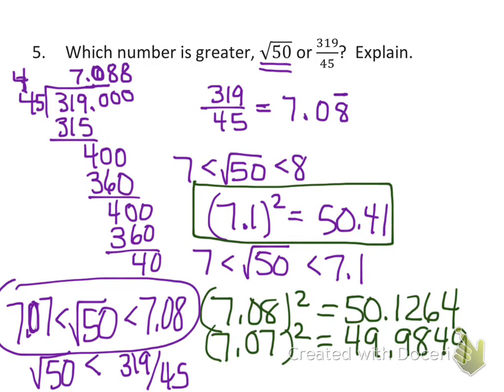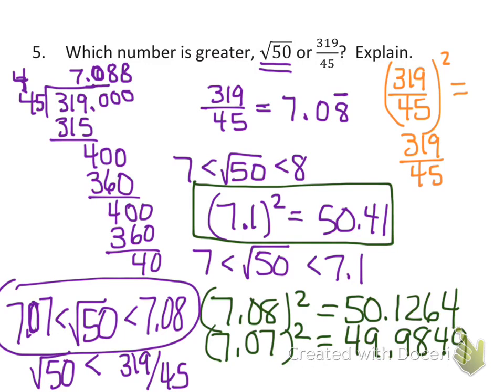Okay, I'm going to pick a different color. I want to show you, I'm wondering if anyone did this. I'm going to do this so it stands out. What if I took 319 over 45 and squared it? So that would equal 319 times 319 over 45. Those two fractions multiplied. I'm going to do that.